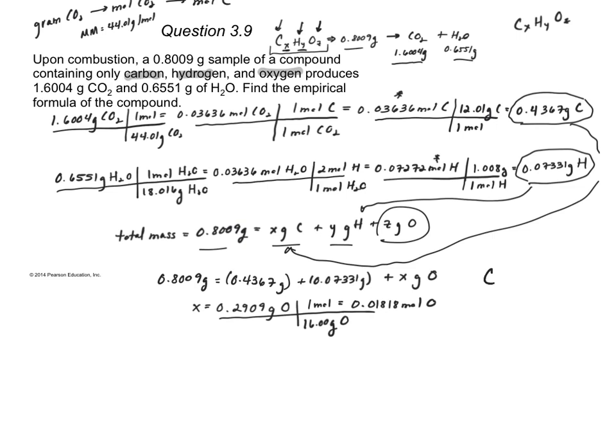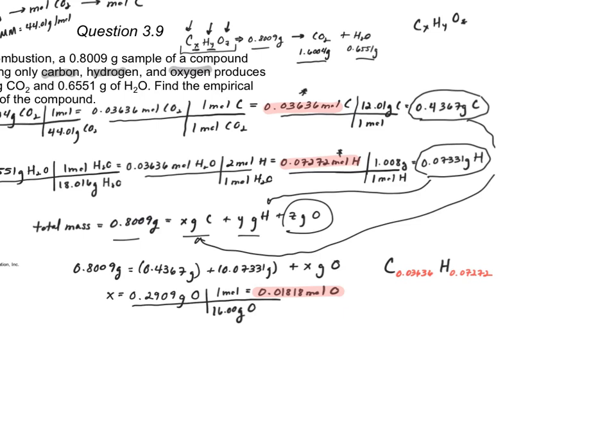So now I'm going to write my pseudo formula. All right, so I've got carbon, and I'm going to list my moles of carbon here. I've got hydrogen, I'll list my moles of hydrogen, and I've got oxygen, and I will list my moles of oxygen. So this is carbon 0.03636, and I've got hydrogen, this is 0.07272, and then I've got oxygen, and this is 0.01818. So this is the pseudo formula.